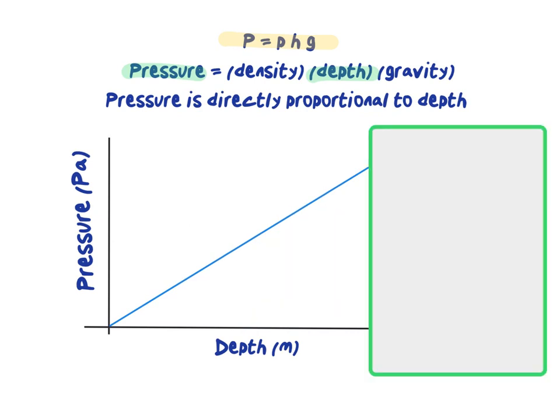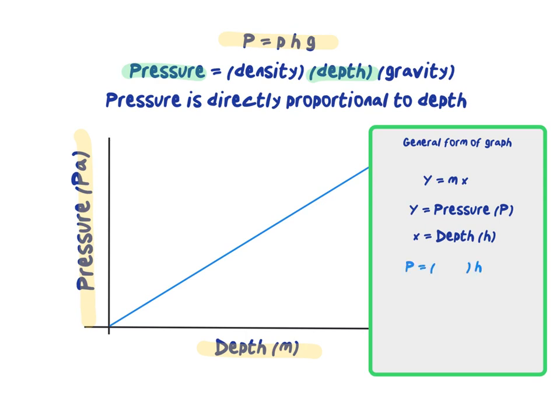Hopefully you can tell that this graph is in the general form y equals m times x. Here, y is represented with pressure, x is represented with h, and if we look at the equation that we just derived, that leaves rho and g, the product of rho and g, as the only constant variables, and therefore rho times g is the meaning of the slope.